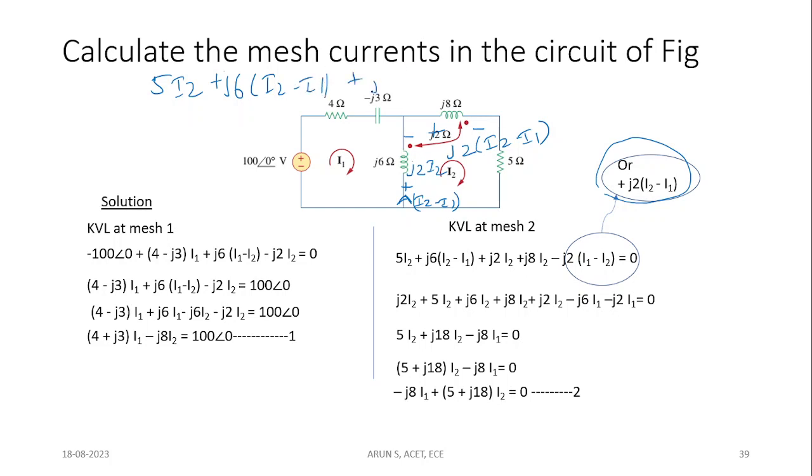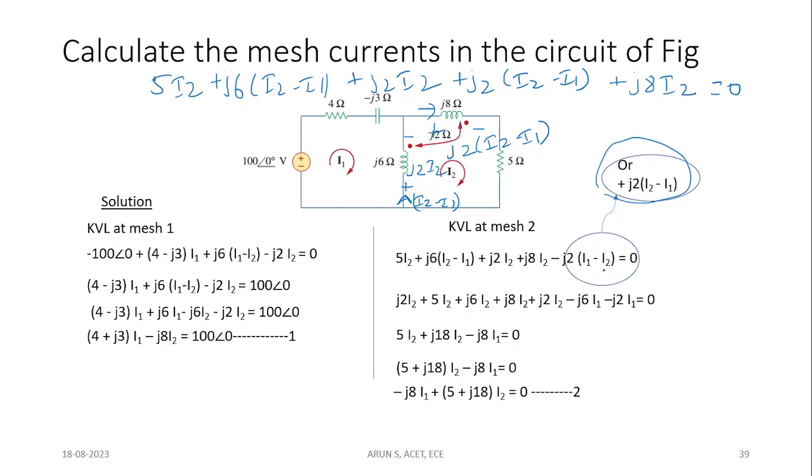Plus J2 I2, and then I have written the mutual induced voltage J2 (I2 minus I1), and there is a self-induced voltage across this J8, due to the current I2. So we can write plus J8 I2 equal to 0. So this is the equation. Here I have written minus J2 (I1 minus I2), or J2 (I2 minus I1); both are correct. You can use any one.